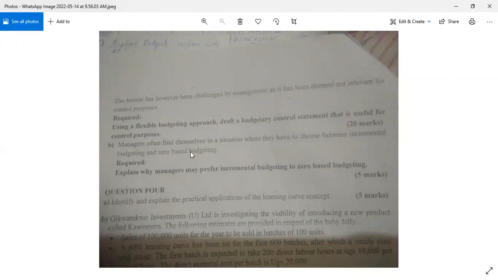Zero-based budgeting does not base on any old information. In a new period, everything is new. If in the previous year you had a budget and you're in a new year now, we throw away the previous budget and draft a new one from zero. Every item on the budget must be justified. That's what you call zero-based budgeting. So this was part B.